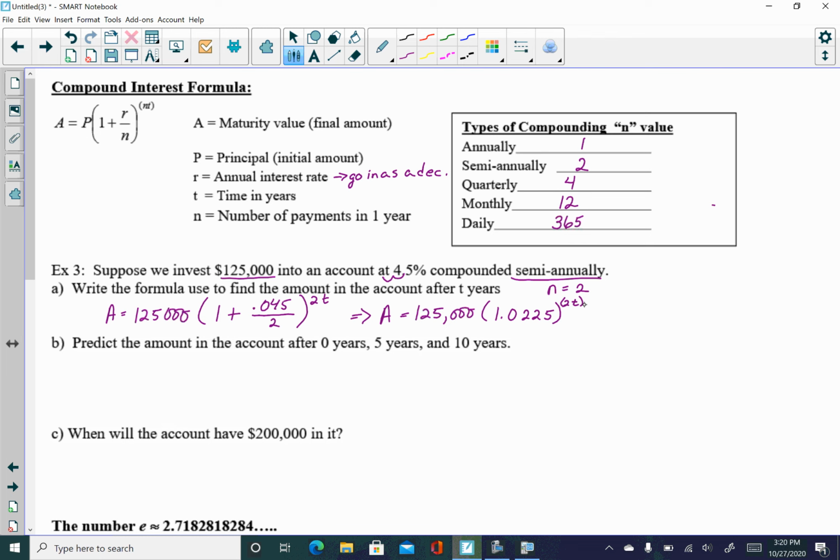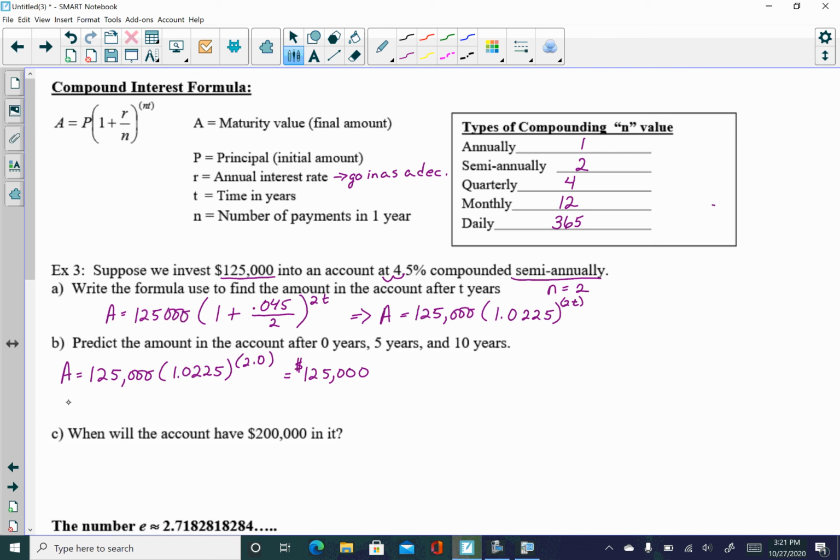Part B just wants us to predict the amount in the account after 0, 5, and 10 years. So that's just a matter of us plugging in 0, 5, and 10 into our equation. So if you plug in 0, then you have 125,000 times 1.0225 raised to the 2 times 0. Well, we know 2 times 0 is 0. Anything raised to the 0 power is 1. So 1 times 125,000 is 125,000. At time 0, if you think about it, all that can be in there is the amount you put in, which was 125,000.